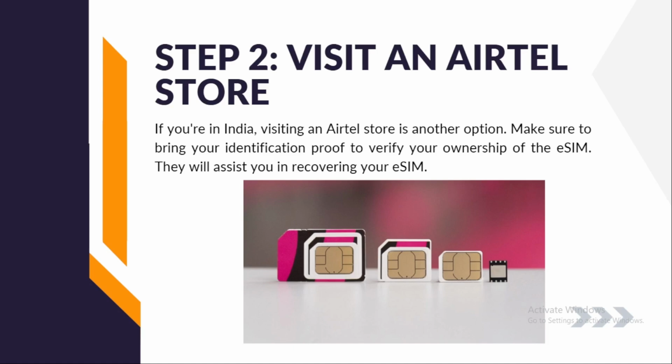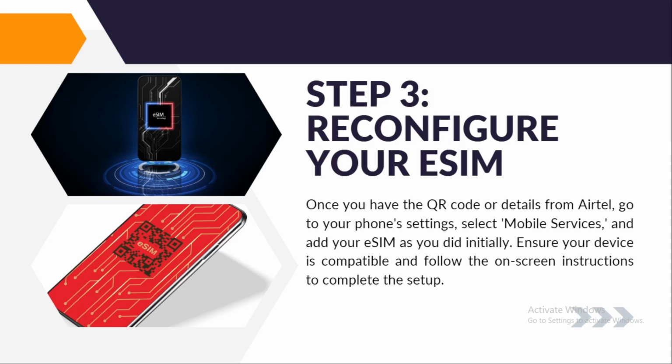Once you have the QR code and the details from Airtel, go to your phone settings, select mobile services and add your eSIM as you did initially. Ensure your device is compatible and follow the on-screen instructions to complete the setup. And that's it. Recovering a deleted Airtel eSIM is quite simple.